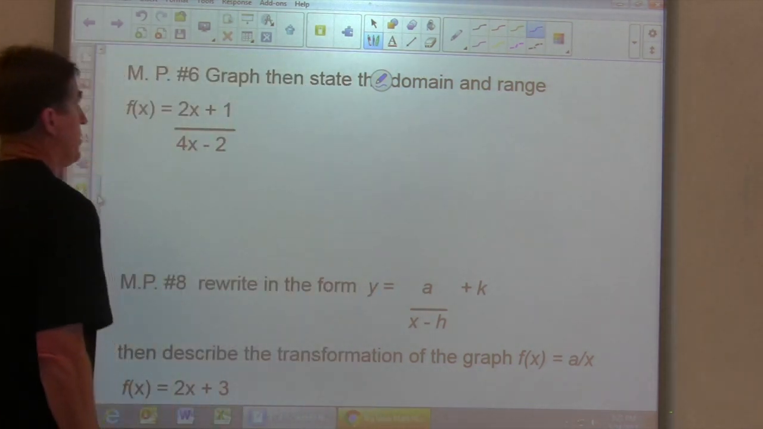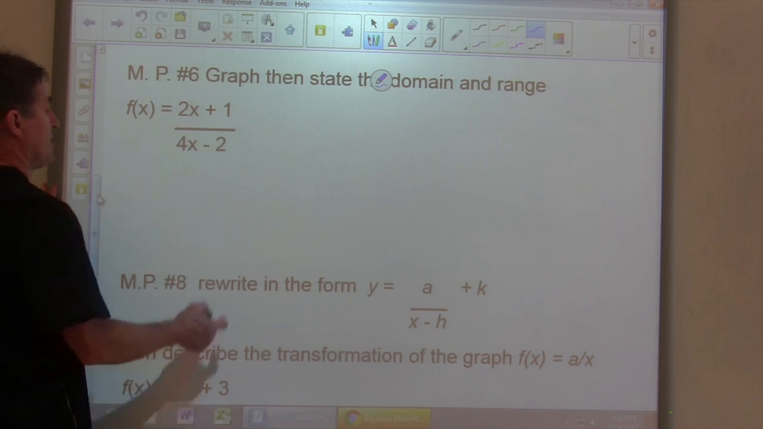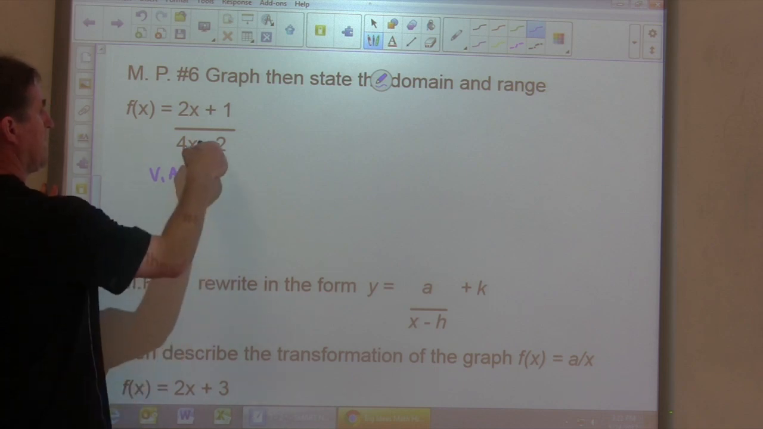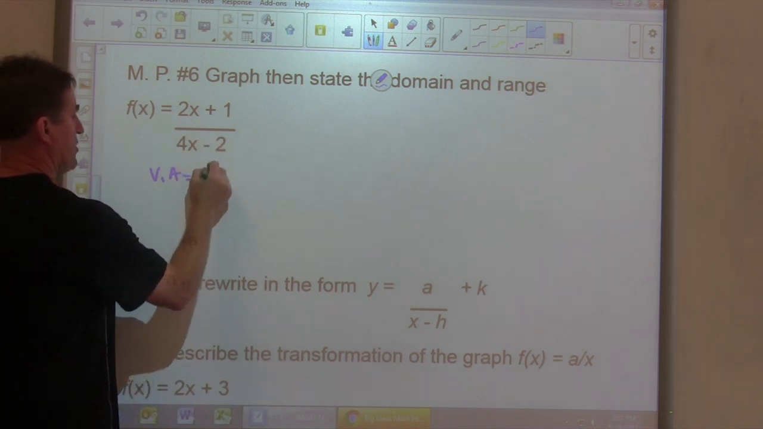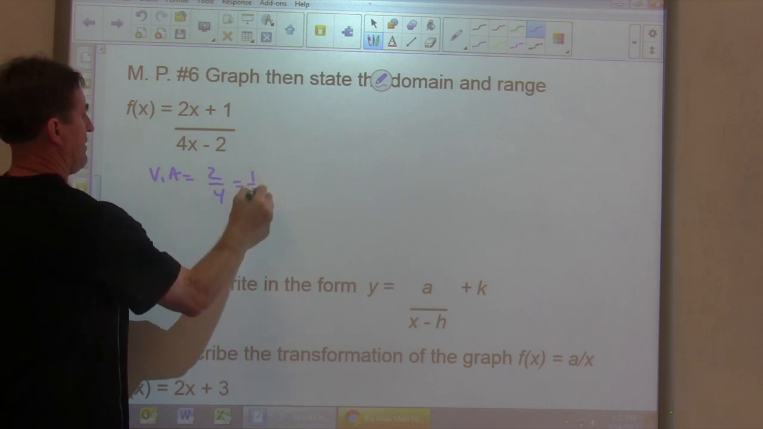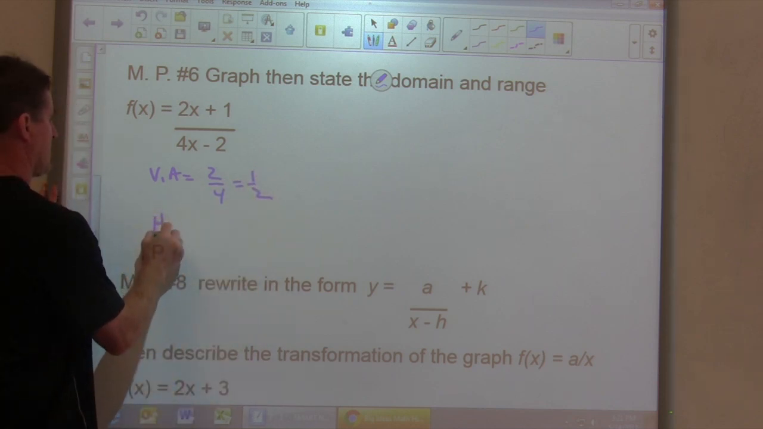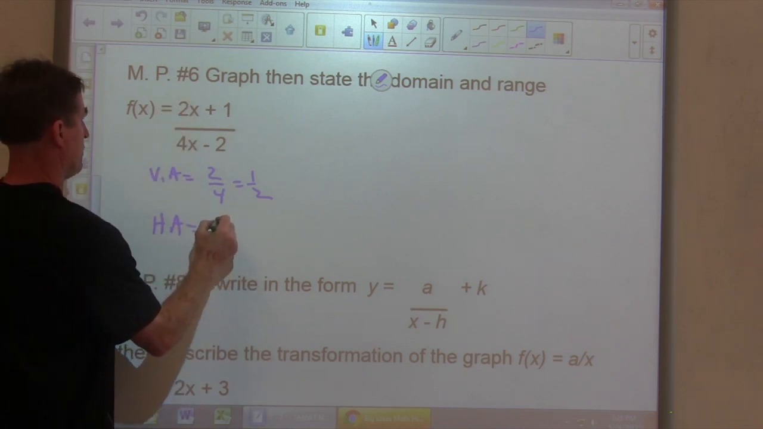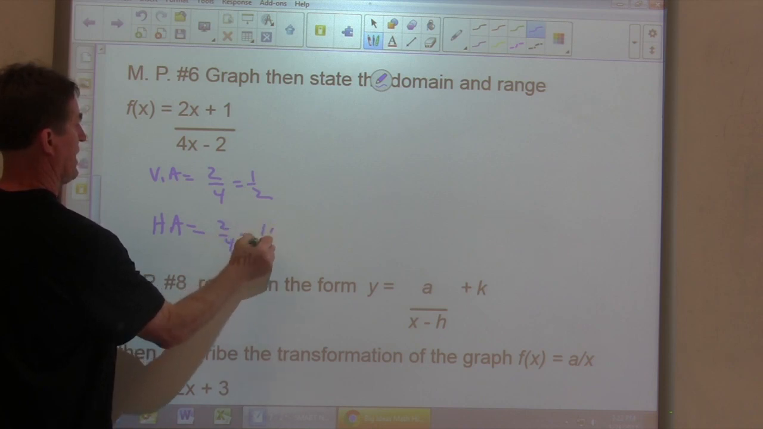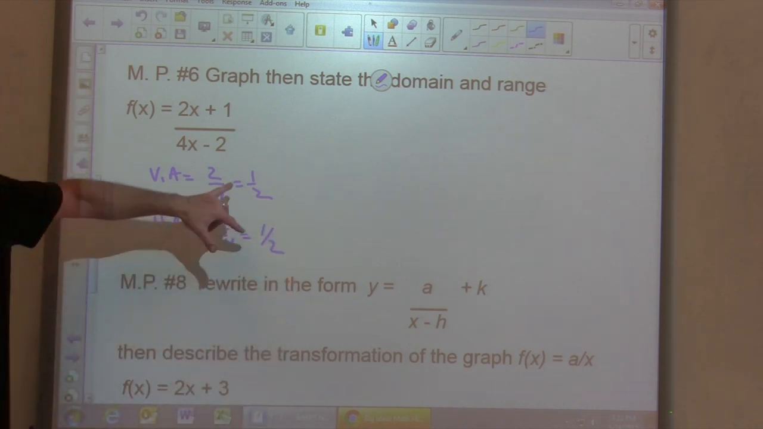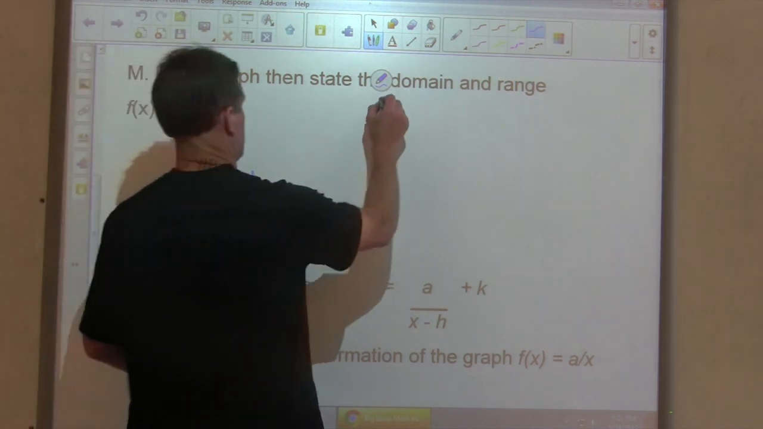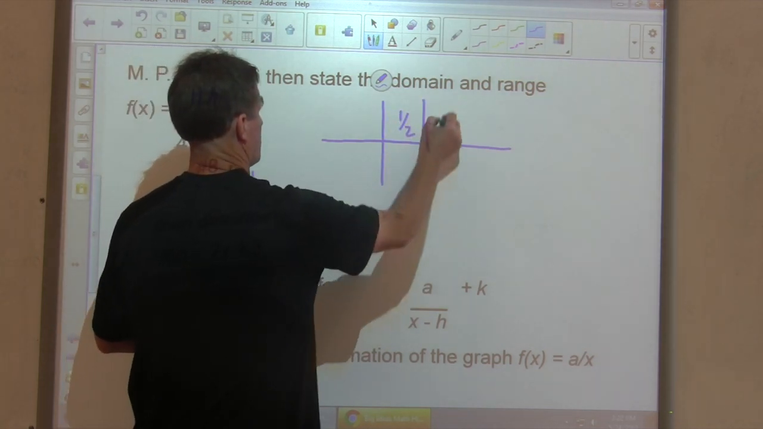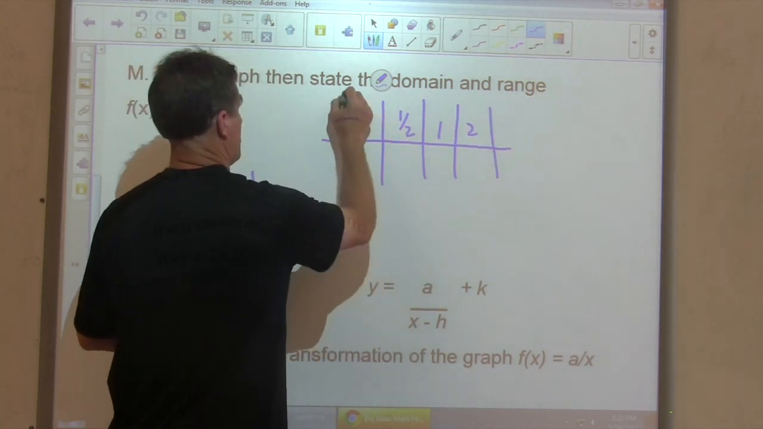So the first thing we should do on this one is do our vertical asymptote, which remember that would be negative d over c, so that would be 2 over 4 or 1/2. And our horizontal asymptote would be a over c, so that would be 2 over 4 also. And so that would be 1/2. So we have that. We can now make our chart. I'm just going to start at 1/2. So I'll do 1 and 2 and 0.